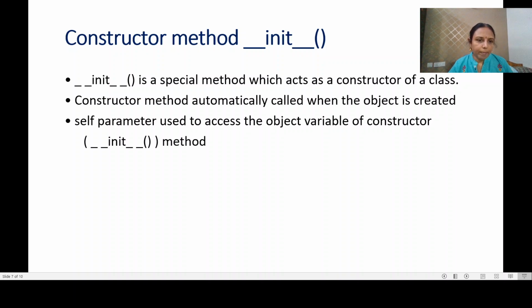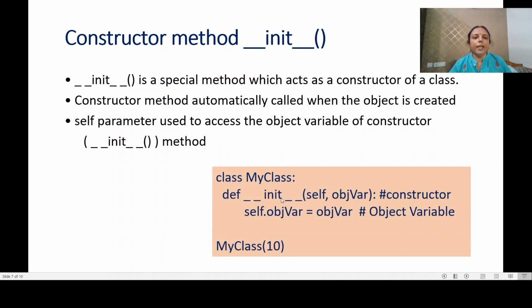Now we'll see an example. So here in this class, the class name is MyClass. I have defined one constructor method, where the first parameter is self, and another parameter is object variable, which means that when I create an object for this class, I will be passing this variable. And this variable is stored in self.object variable, which means this particular class can access this value. So MyClass(10) means for object variable, 10 will be substituted. So this is how we create a constructor method.